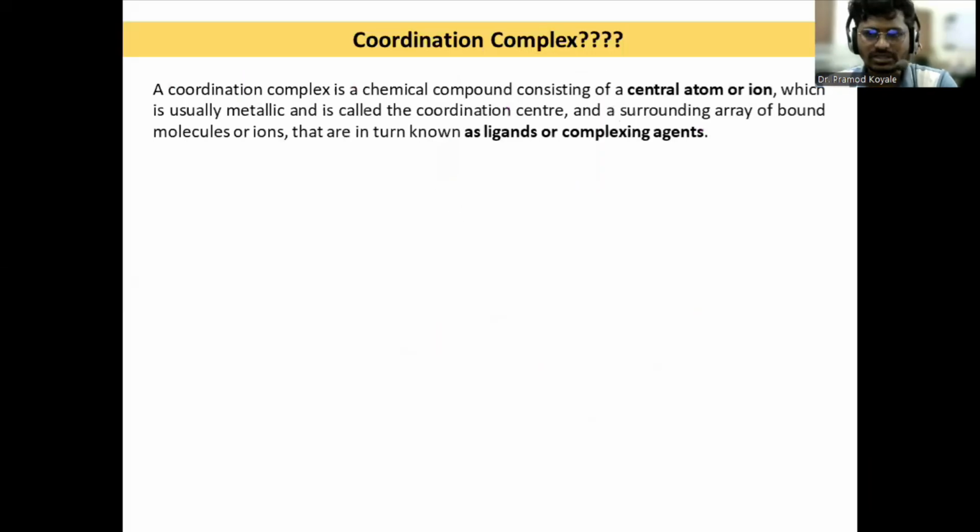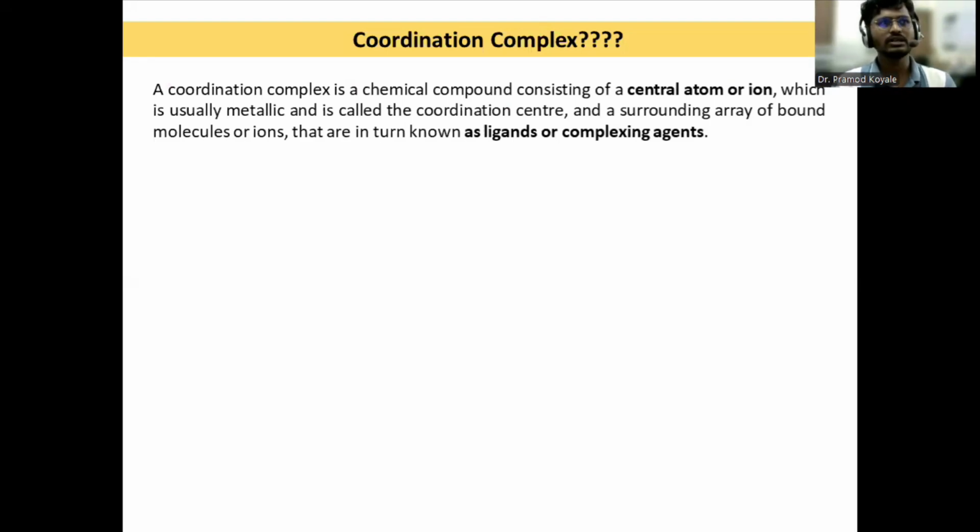So we will discuss now what is meant by coordination complexes. These are chemical compounds which consist of a central metal atom or ion, usually a metallic one, and there are surrounding molecules or ions, which are generally known as ligands or complexing agents. There is a dative bond between the ligand and the central metal atom. So overall, the chemical compound which contains the central metal atom surrounded by the complexing agents, known as ligands, is known as a coordination complex.